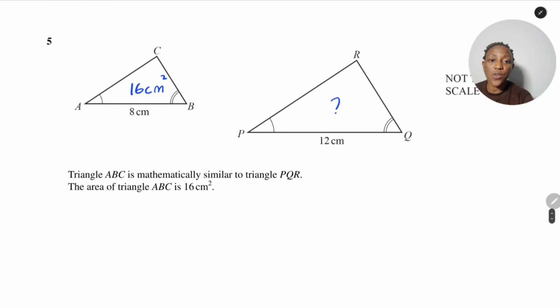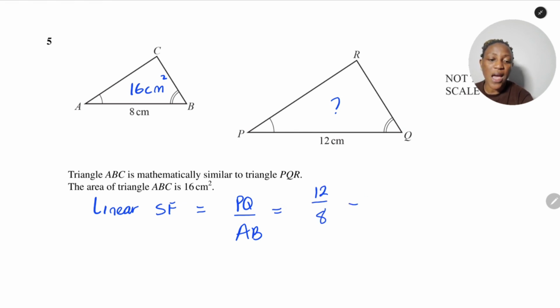What is the linear scale factor? The linear scale factor will be the relationship between corresponding sides. Here, AB corresponds to PQ. So we are going to look at the linear scale factor using PQ over AB. So the linear scale factor is given by PQ over AB, which is what? 12 over 8. And to its lowest term, this will be 2 and 3. So this will be 3 over 2. Now we know our linear scale factor.